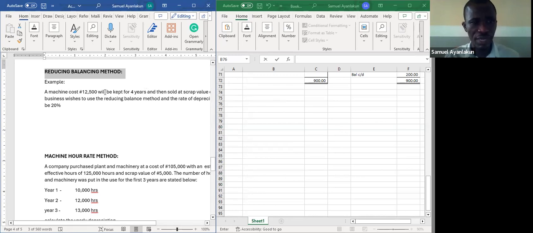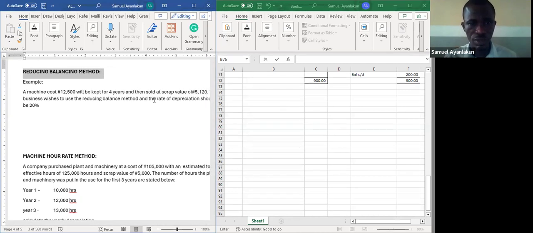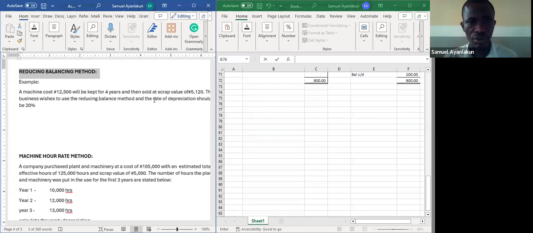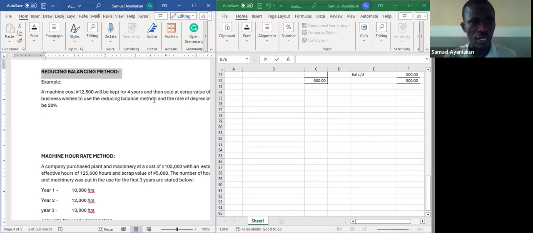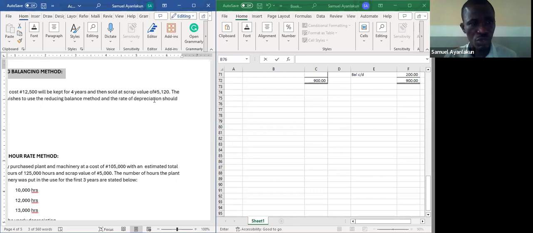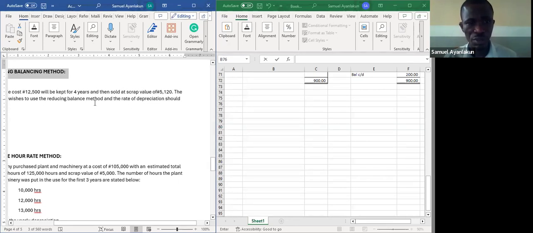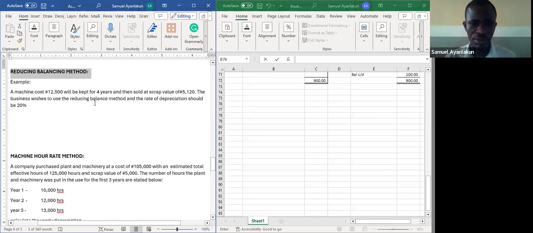For example, a machine costs 12,500 naira, will be kept for 4 years and then sold as scrap value of 5,120. The business is to use the reducing balance method and the rate of depreciation will be 20%. At the end of the fourth year, they will sell the machine at 5,120. So how do you apply this?